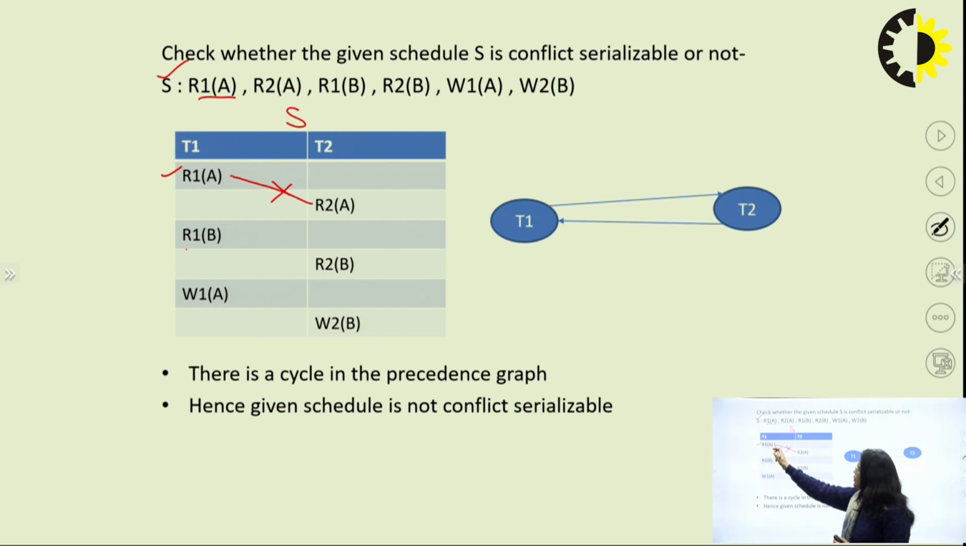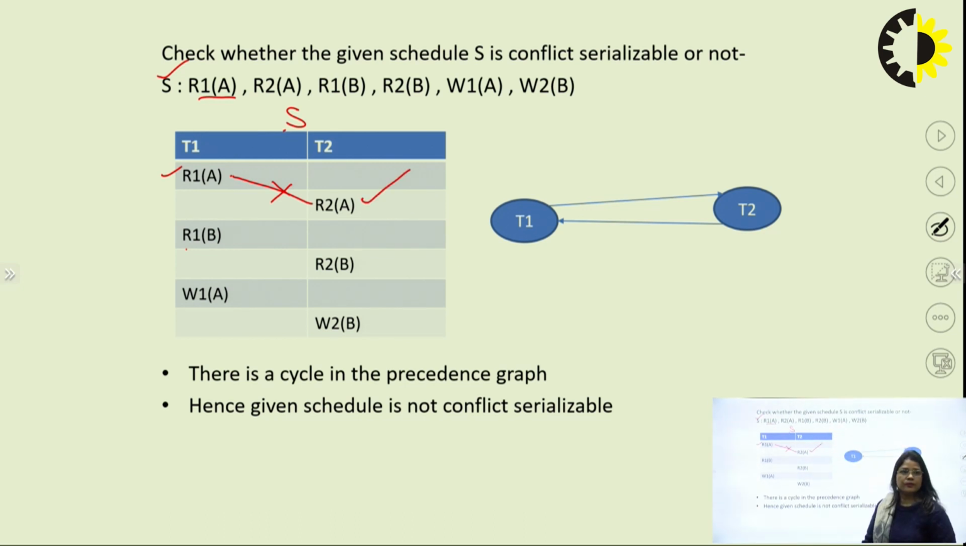We'll check the next, R1 with this, because both are read operations. Moreover, both are read operations on different data items, so no point of drawing an edge. R1, W2: reading is on data item A, writing is on data item B, so there is no conflict. Okay, so we have checked this with each and every operation of the other schedule.